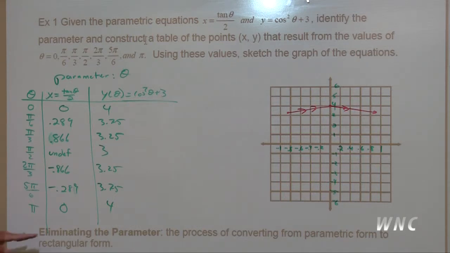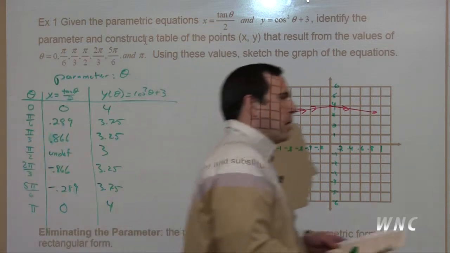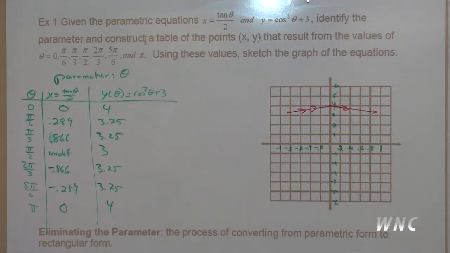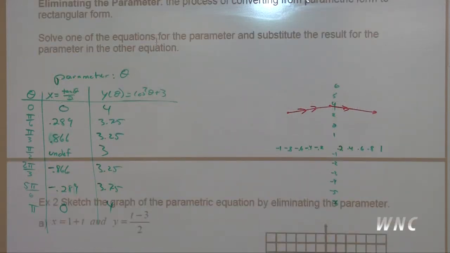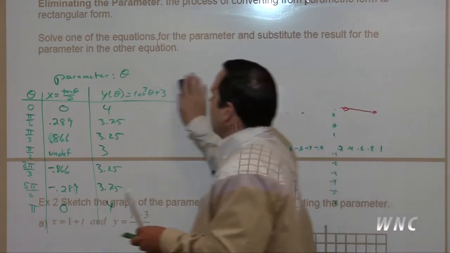Now the next thing we're going to do is talk about eliminating the parameter. Feel free to pause here if you want to write this down. I'm going to move on. Eliminating the parameter is the process of converting from parametric form to rectangular form. So instead of having x and y be functions of t or theta, you can make it say y equals something with x. To do this, we solve one of the equations for the parameter and substitute the result for the parameter in the other equation.